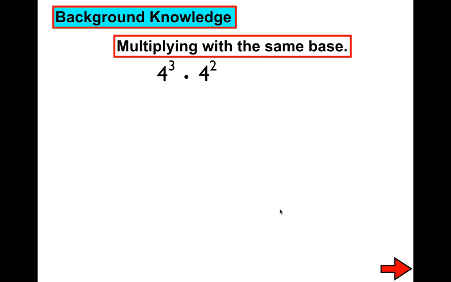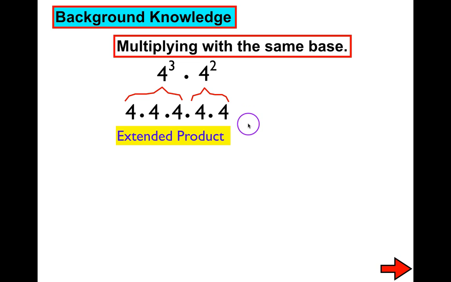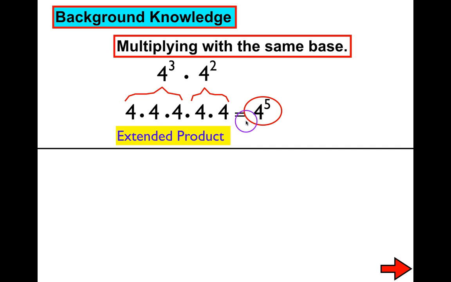Okay, so now, quick review of how we would multiply with the same base. I would extend this out using extended products. 4 cubed means 4 times 4 times 4. 4 squared means 4 times 4. So altogether, there's 5 of them. So I'd write that as 4 to the 5th. I am going to be going through these slides pretty quickly, so if you would like me to slow down, you might want to check the previous video.